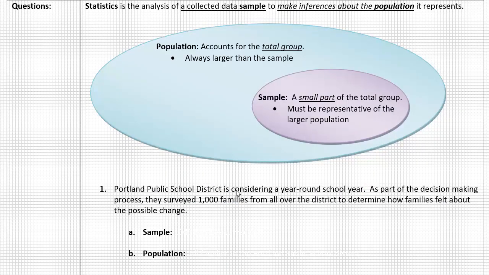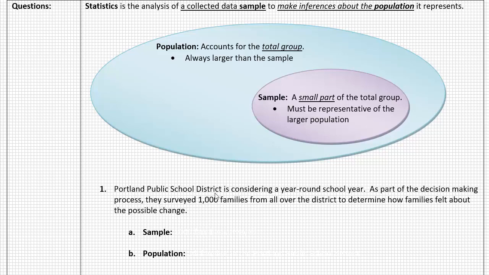Portland Public School District is considering a year-round school year. As part of the decision-making process, they surveyed 1,000 families from all over the district to determine how families felt about the possible change. So, in this situation, what would be the sample and what would be the population that they're trying to study?